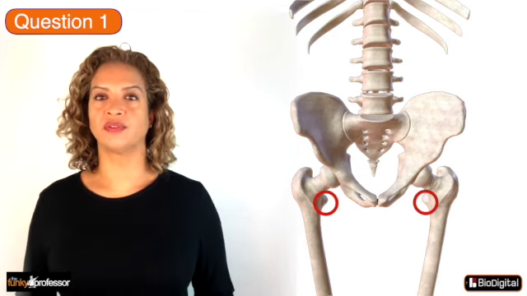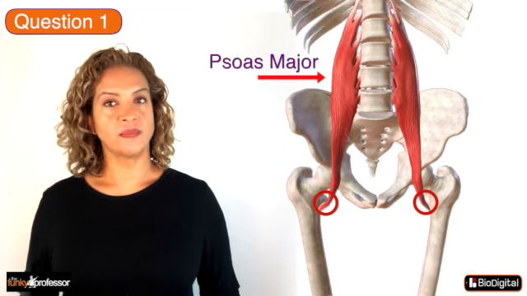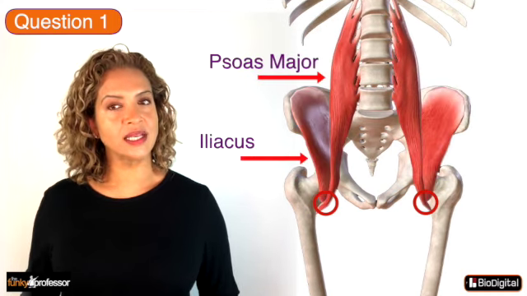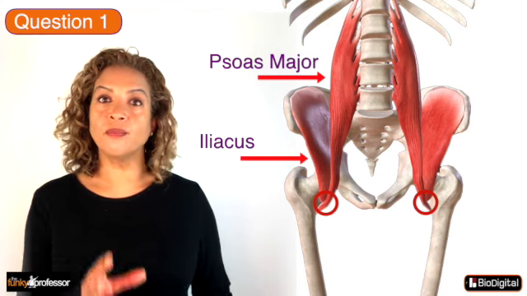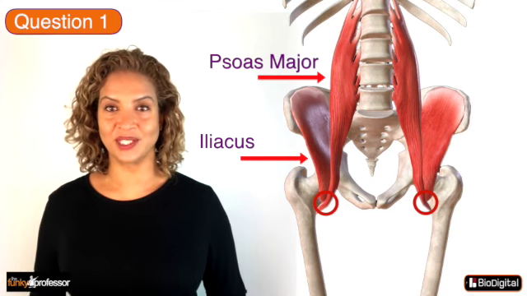So the answers. Question one, the lesser trochanter is found on the femur. In fact, it's found on the proximal and medial aspect of the femur. The psoas major and iliacus muscles attach here. They are both powerful flexors of the hip joint.